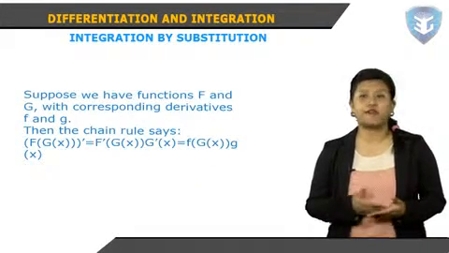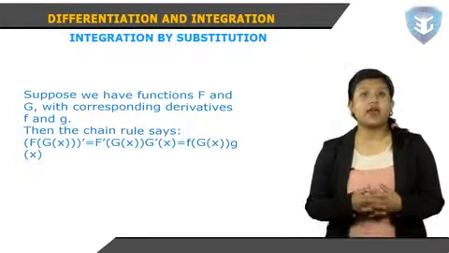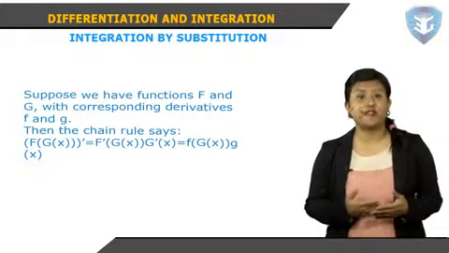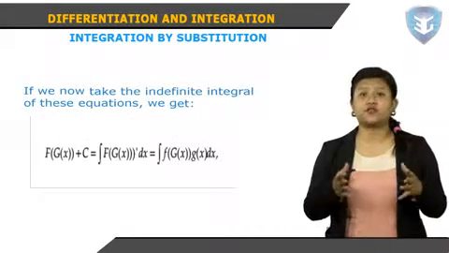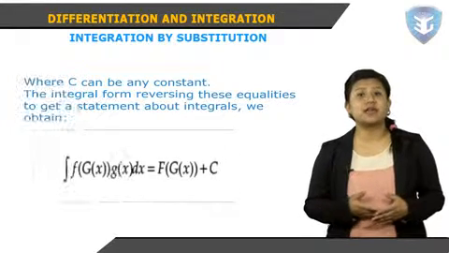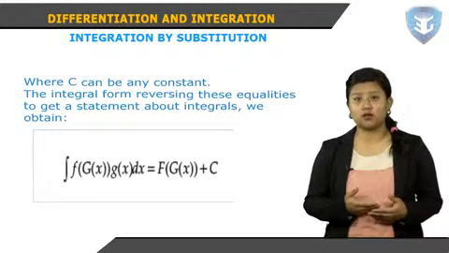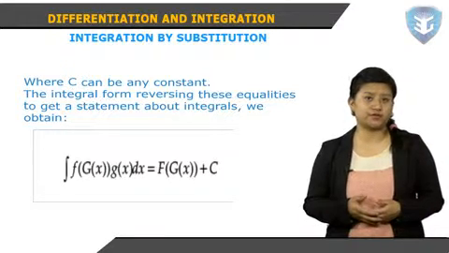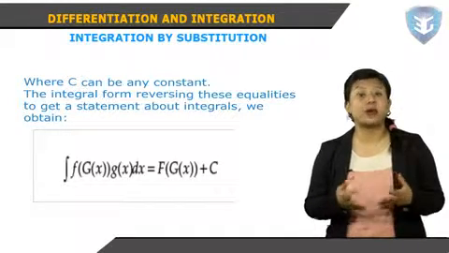Suppose we have functions f and g with corresponding derivatives small f and small g. F of g of x equals f of g of x, and G of x equals f of g of x times g of x. If we now take the indefinite integral of these equations, we get as seen here on the screen, where c can be any constant. The integral form, reversing these equalities to get a statement about integrals, we obtain as seen here on the screen. This somewhat unpromising expression turns out to be surprisingly useful.